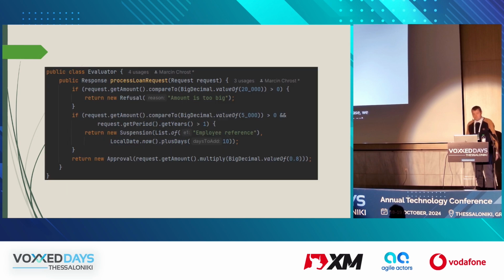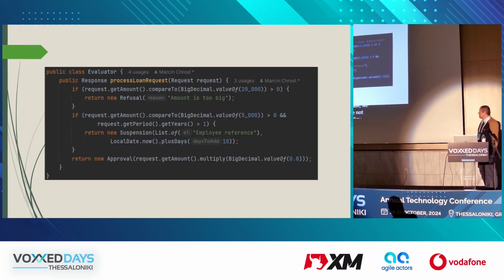Okay. The evaluator is a very simple class. We have 2 business rules inside it. If you want to lend too much money, we just refuse it. And if the amount is a little bit smaller, but there is still a long period for that, we need something like an employee reference. In other cases, we approve the request. However, to be a little bit mean, we round the amount people want to borrow down to 80% of the initial amount. Sorry.